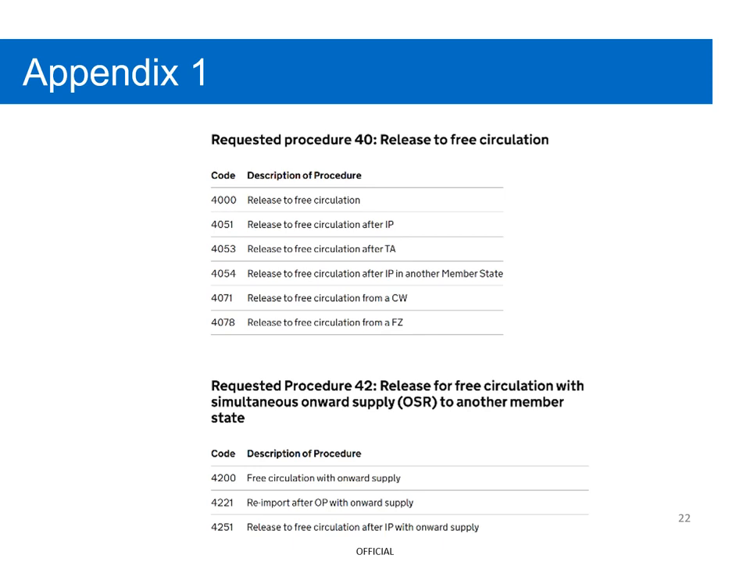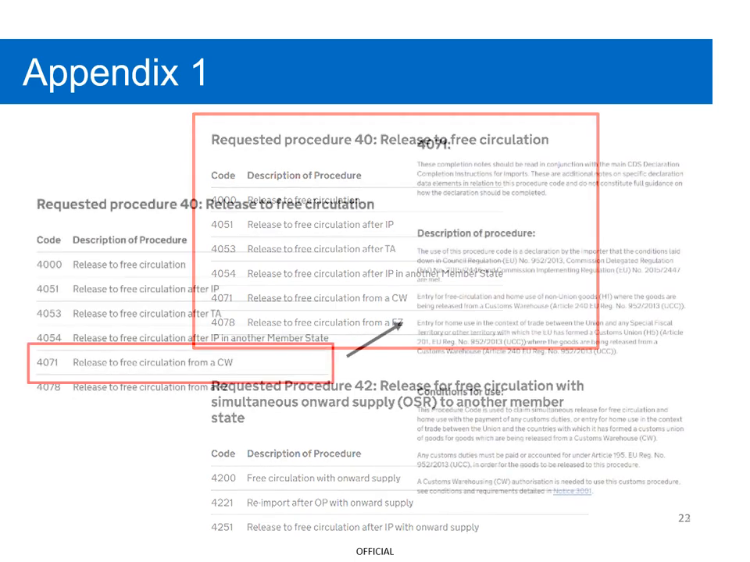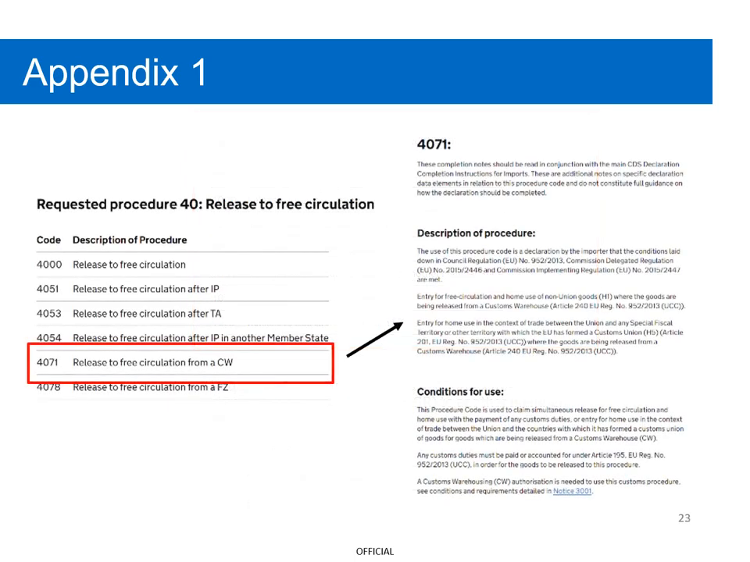If her goods had been subject to any previous procedure, she would scroll down to Requested Procedure 40, Release to Free Circulation. This shows the other procedure codes and descriptions that Hallie could choose from. For example, if her goods were previously in a customs warehouse, she would choose the code 4071.